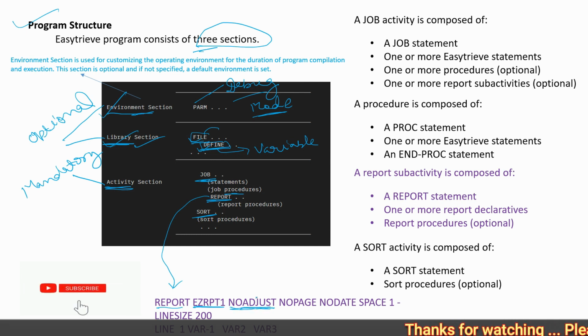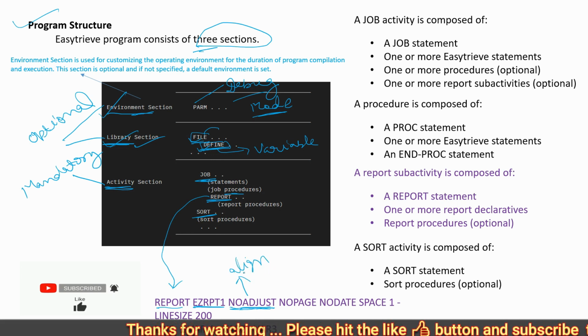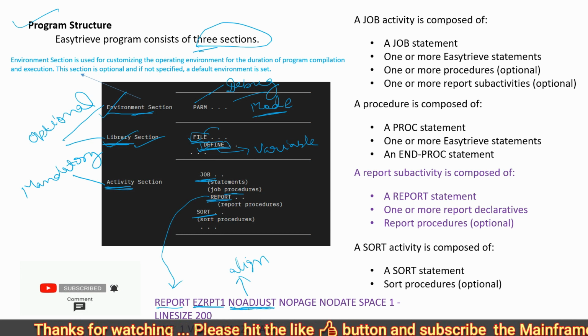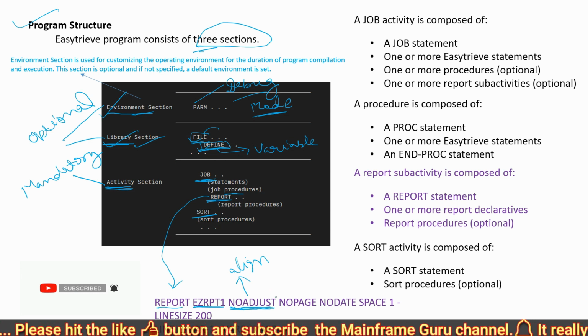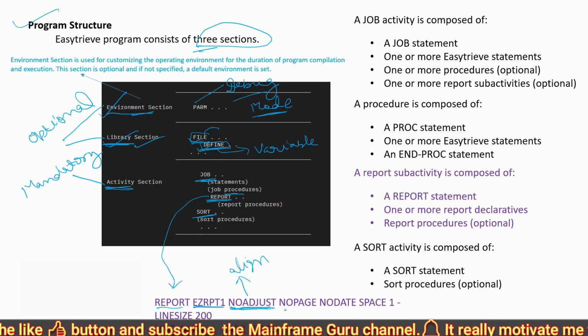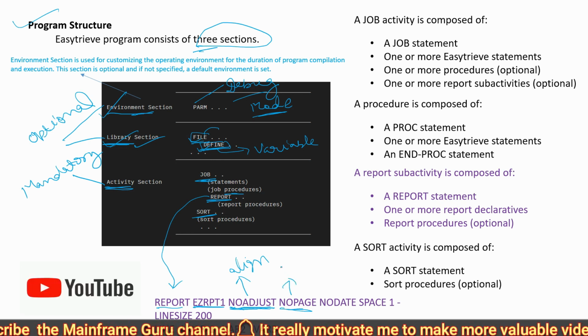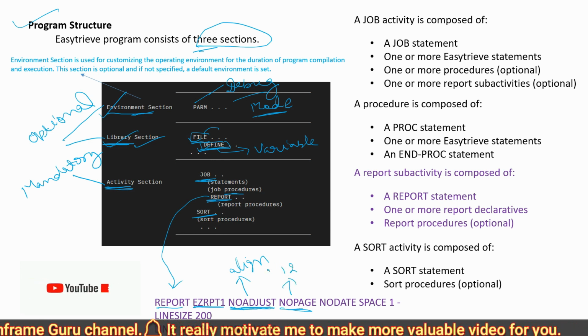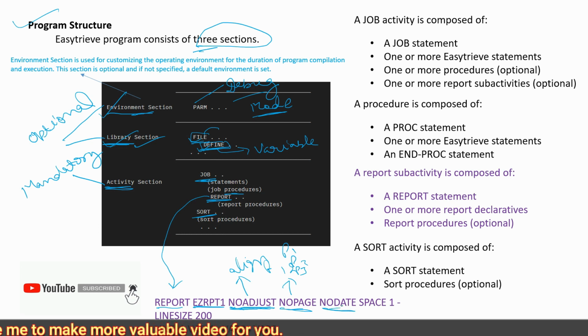It means your report will be aligned to the left. But if you do not give NOADJUST, it will align your report in the center. Then we have NOPAGE. If you give NOPAGE, you will not get page number one, page number two, page number three. Then we have NODATE, and in the case of NODATE you will not get the date.